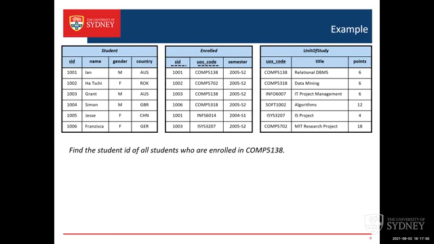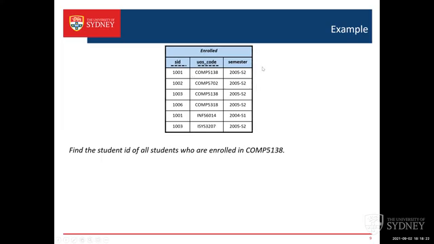Someone is asking, what does project mean? I will explain in a minute. Few of you already figured that one out, that we only need the enroll table in this case. This question is asking who are enrolled in COMP9138. So I have a unit of study code here, and I need to print out the student ID, which is also in this table. So only the enroll table is enough to answer this query.